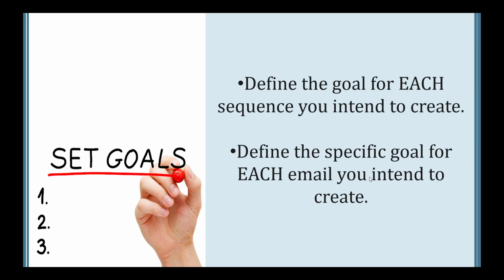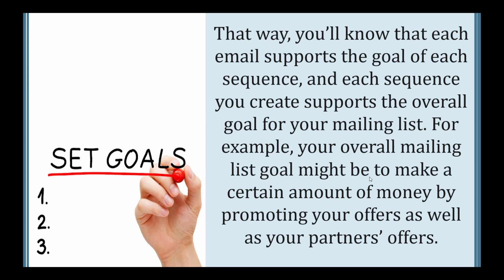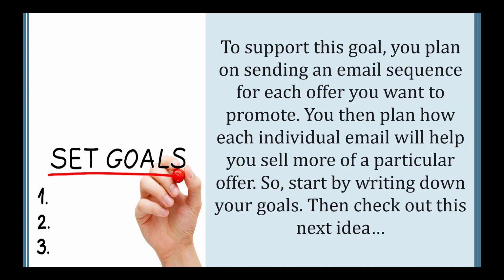So define the goal for each sequence you intend to create and define the specific goal for each email you intend to create. That way, you'll know that each email supports the goal of each sequence, and each sequence you create supports the overall goal for your mailing list. For example, your overall mailing list goal might be to make a certain amount of money by promoting your offers as well as your partner's offers.